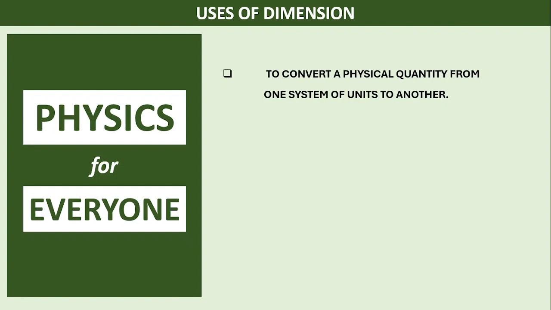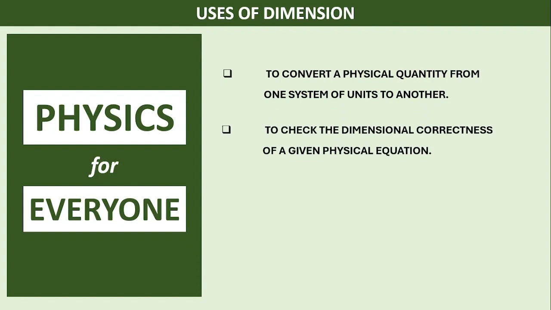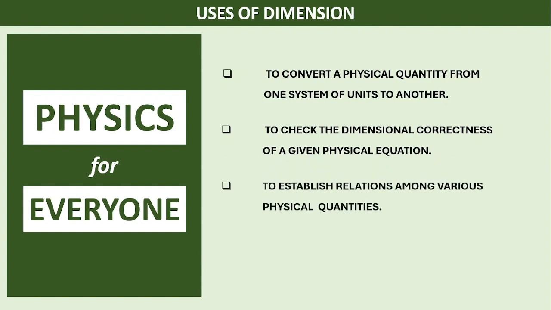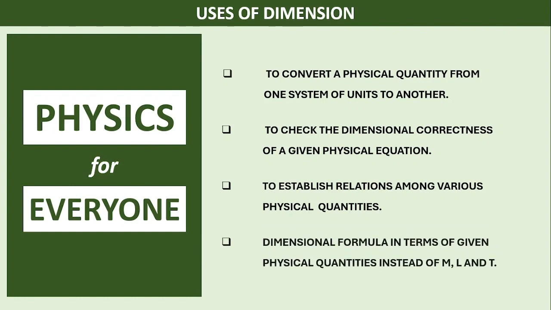The first one, to convert a physical quantity from one system of units to another. Second, to check the dimensional correctness of a given physical equation. Third, to establish relations among various physical quantities. Finally, dimensional formula in terms of given physical quantities instead of m, l and t.